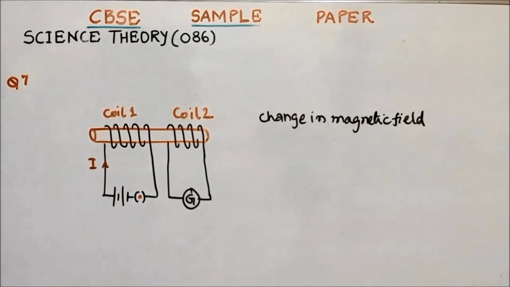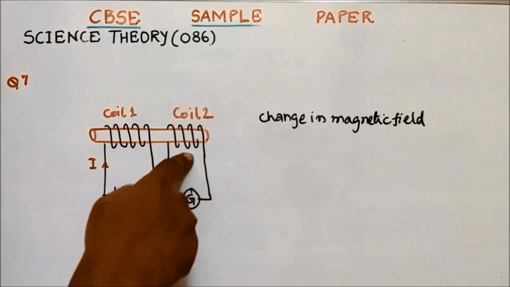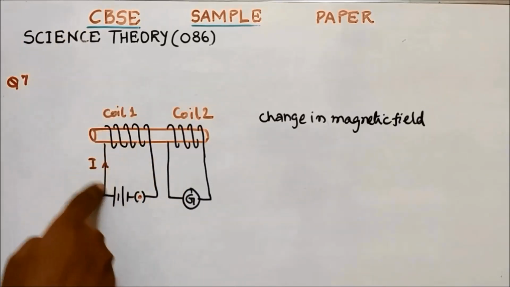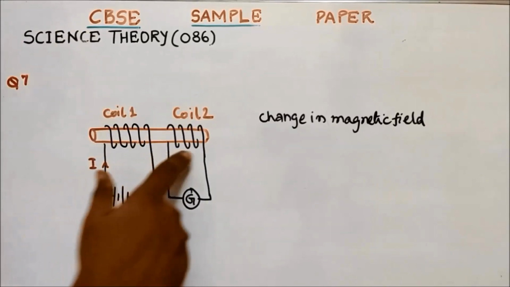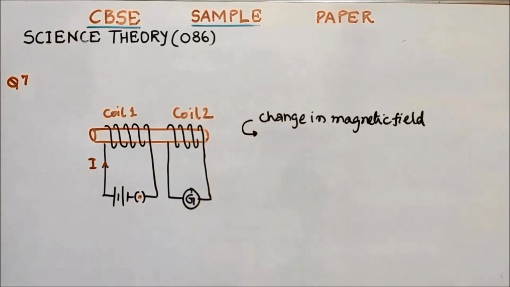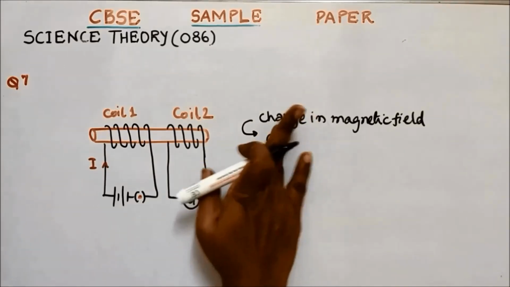From 0 to some value. So initial magnetic field was 0. Now it has some value. So what happened? Now let us talk about this coil. Around this coil, initially there was no magnetic field, but as the current flows through this coil, suddenly it experiences a change in magnetic field around it. And because of change in magnetic field, what will be induced? According to the principle of electromagnetic induction, current will be induced.